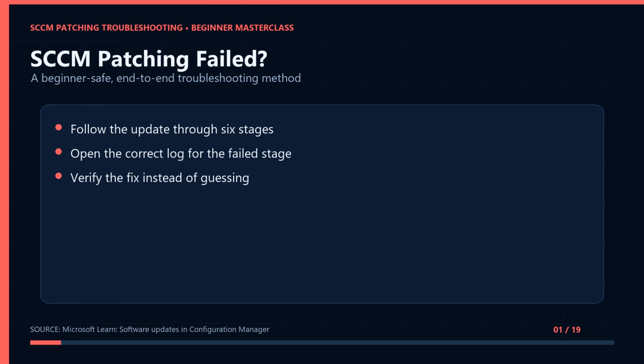The next patching episodes will go deeper into software update point and WSUS synchronization failures, client scan and Windows Update agent errors, distribution point download and boundary group failures, and installation, maintenance window, restart, and compliance reporting issues. After the patching series, we will continue with SCCM client remediation, operating system deployment, management points, distribution points, and then Microsoft Intune.